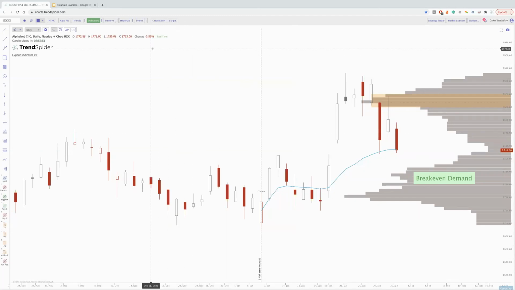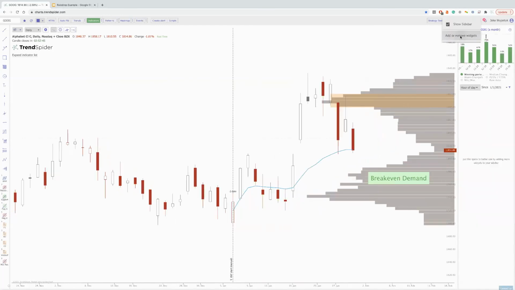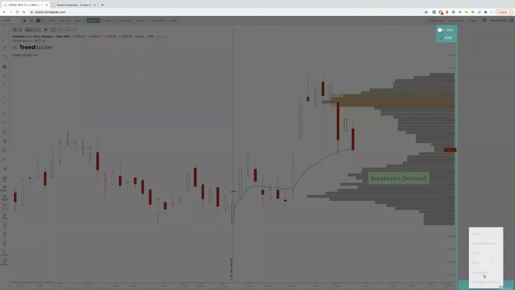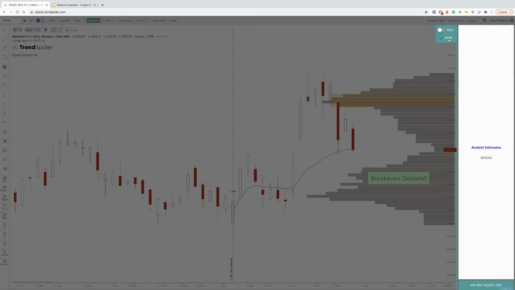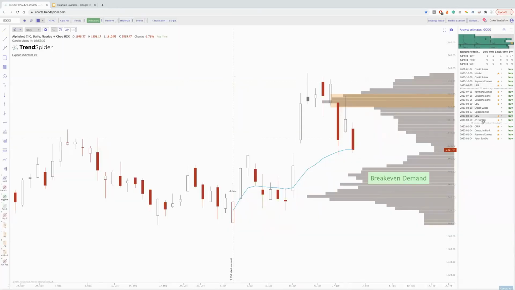The last thing that I'll touch on here is what's called the Analyst Estimates bar. So if we remove the seasonality and we pull up the Analyst Estimates, we can click Done, and you can actually see over a specific point in time for Google, all of these different analysts have buy ratings. There's not one sell rating on Google right now. And so you're able to see the analyst side of this as well.